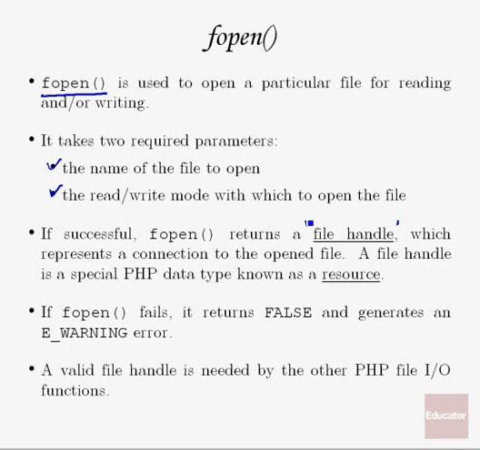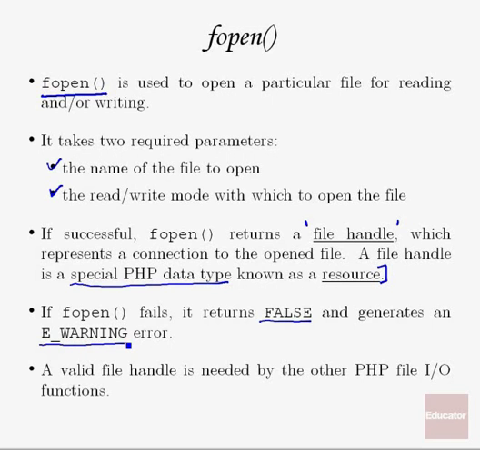In PHP, a file handle is actually one of the special PHP data types, the other one being null, that's known as a resource data type. Basically, it's a data type that refers to an external resource, in this case a handle to an open file. Another example of a resource data type might be a connection to a MySQL database. If fopen fails, it returns false, and then it generates an E_WARNING level error.